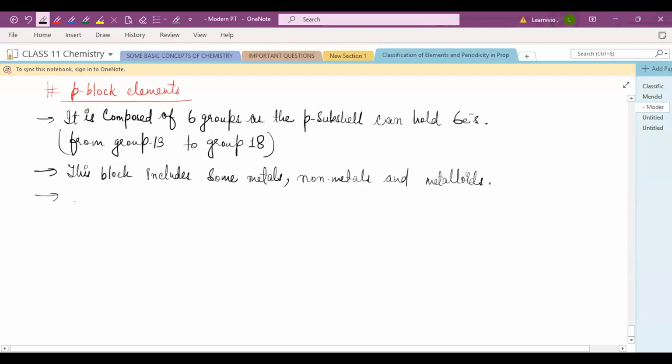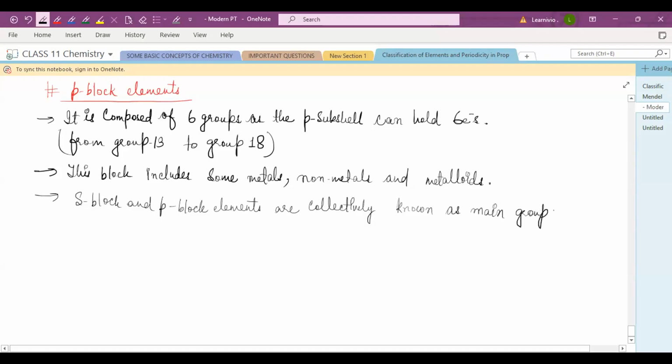And yeah, basically S block and P block elements are collectively known as main group elements. Main group or representative elements.